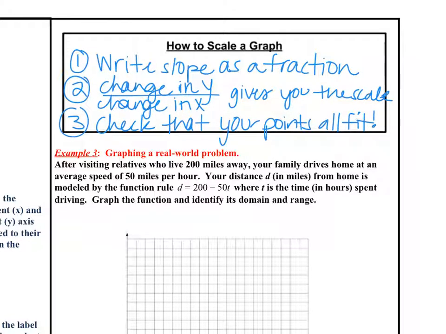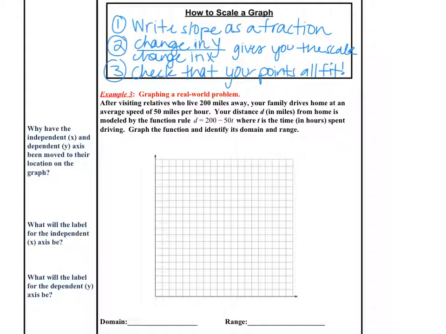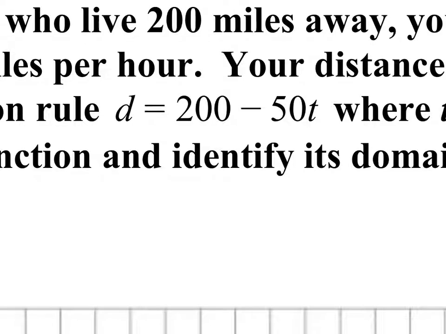We're going to do one example of this today. Write this down. Right now, look at the equation. Which number is my slope? The 200 or the negative 50? The negative 50, because the negative 50 is by the variable.